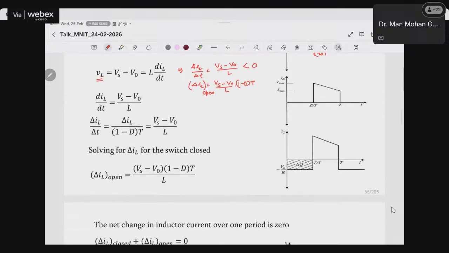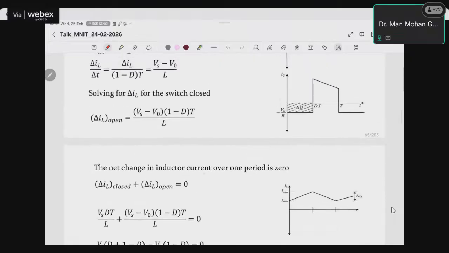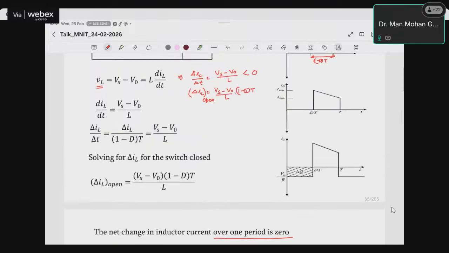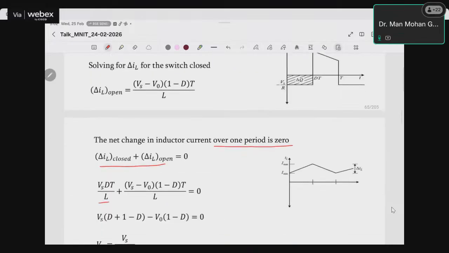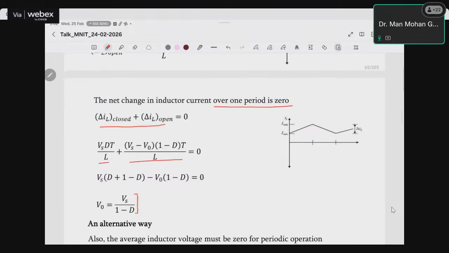Okay, so now we have these two equations with us, and we know that the net change in the inductor current over one period should be 0. So we just add these two things and it should be 0. I'll put back these two values, IL closed and IL open, to be 0. After simplification, we get this equation: V naught equal to Vs upon 1 minus D, right?